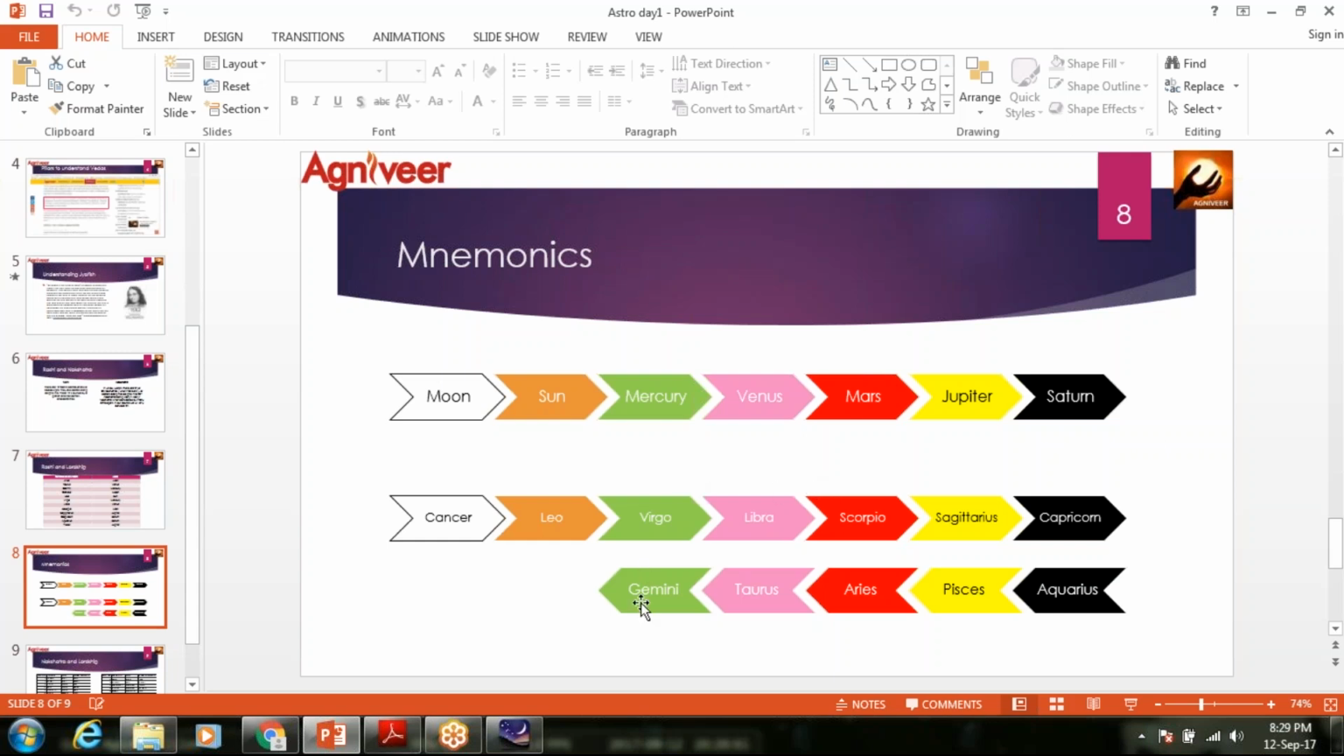Actually, I've also made the color combination in a similar way so that it becomes easier for the person to understand.